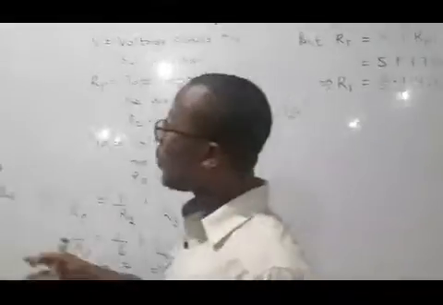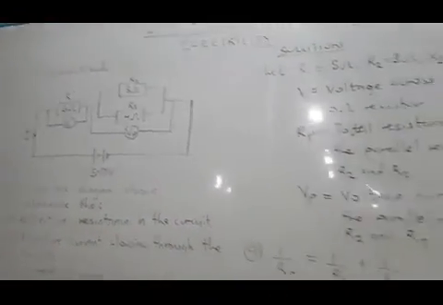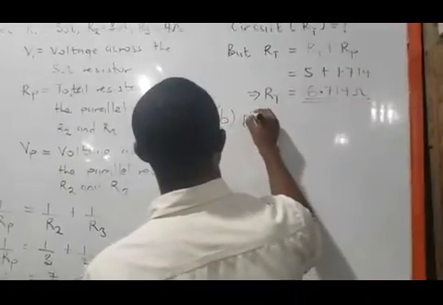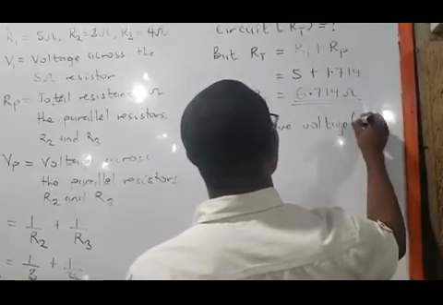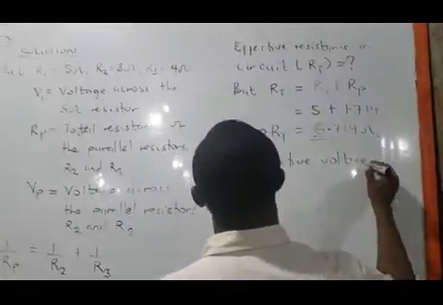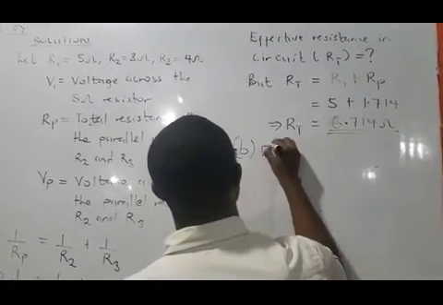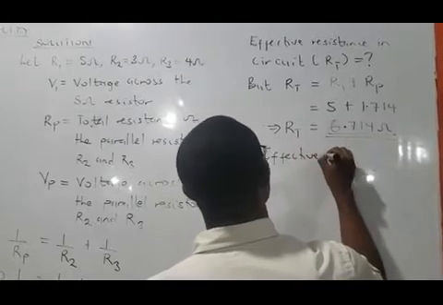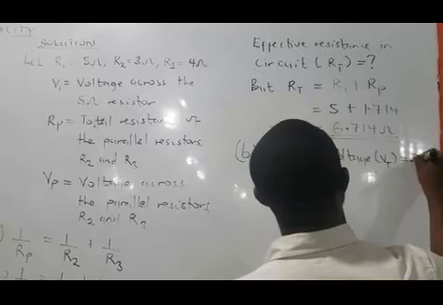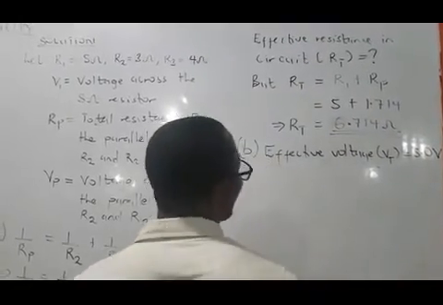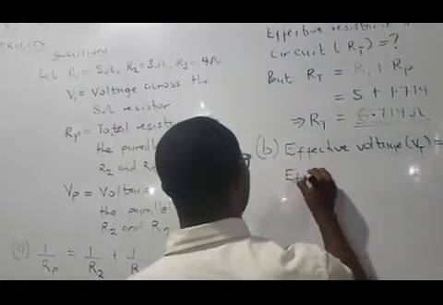From the circuit, you only have this battery with a voltage of 5.0 volts. So this is the total voltage. So the total voltage or effective voltage is 5 volts. We've looked at the effective resistance already, so we are looking for the effective current.